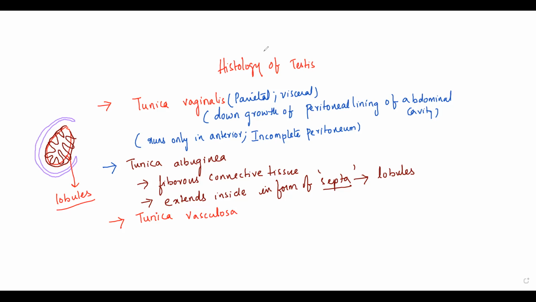Even internally, we have another inner lining, and that inner lining is the tunica vasculosa. This has a supply of good blood vessels. These are the layers, the coverings over your testis, children. Now, coming on to the lobules that I spoke about.